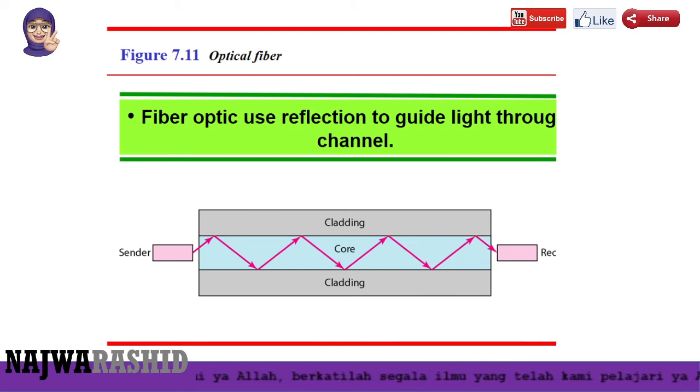Okay, the next one we go for the optical fiber. So optical fiber carries the optical signal. It uses reflection in order to guide the light through the channel. So this is the optical fiber cable. We have the sender, we have the receiver. So this is the reflection of the signal. It has the cladding and it has the core. So based on the density of the cladding and the core, the process of reflection will be done.